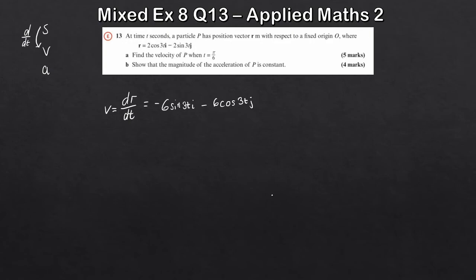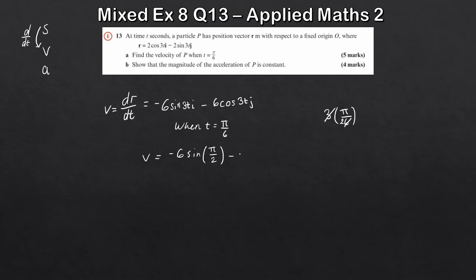So that's velocity there. Now what we want is the velocity of p when t is pi over 6. So when t is pi over 6, what do we get? Well, think about it. If you do 3 times pi over 6, that cancels there with this to give us pi over 2. Okay, so what they're essentially doing here is just substituting in. Minus 6 sine, so this is v, minus 6 sine pi over 2, like that.